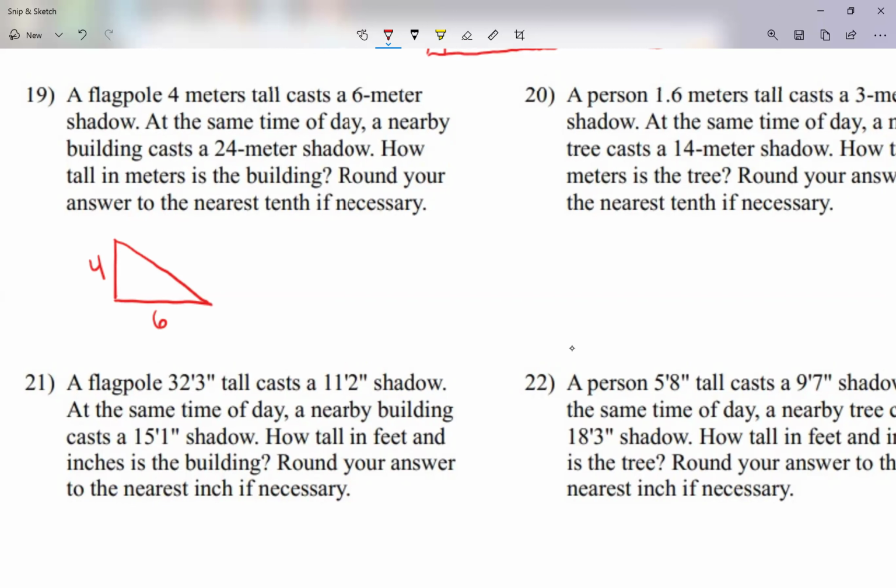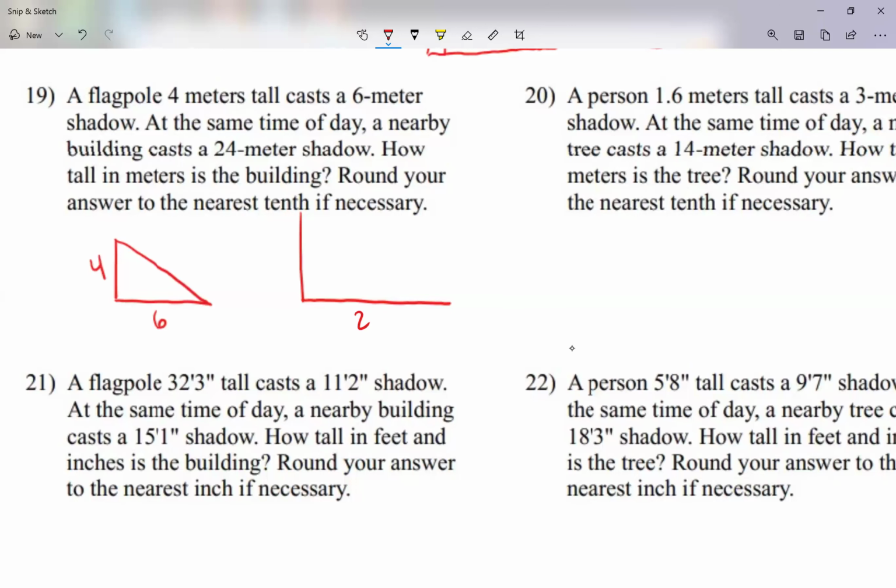At the same time of the day, a nearby building, so let's say this building, casts a 24-meter shadow. So I'm going to say the shadow of this building is 24 meters. How tall in meters is the building? So I'm going to say the height of the building is X. Again, let me complete this triangle. But we talked about at the beginning of this lecture that these two triangles are similar by angle. Here it says round your answer to the nearest tenth. How tall in meters is the building?